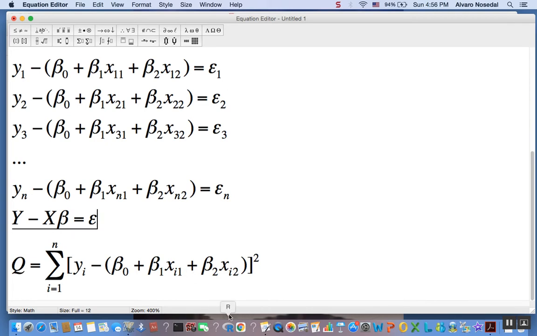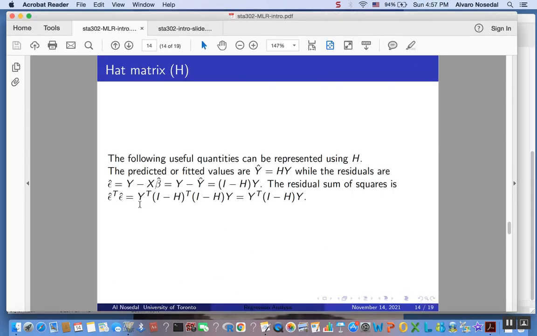So if you want to express that sum using matrix notation, well, that's the same as epsilon hat transpose times epsilon hat. But using that expression that we have for epsilon hat, I minus h times y, we have this, so it would be the transpose of that.